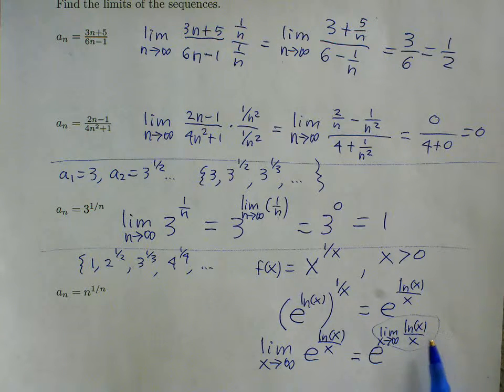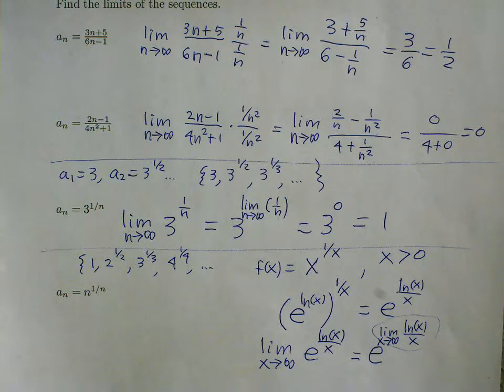Well, we'll note that the natural log of x approaches infinity as x approaches infinity, and in the denominator, x approaches infinity as x approaches infinity. So we have one of those indeterminate forms, infinity over infinity, so we can apply L'Hopital's rule to that limit.